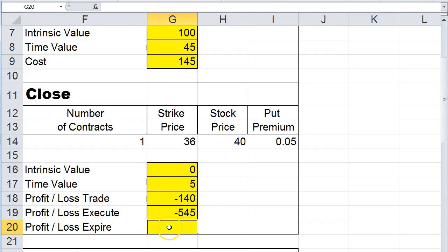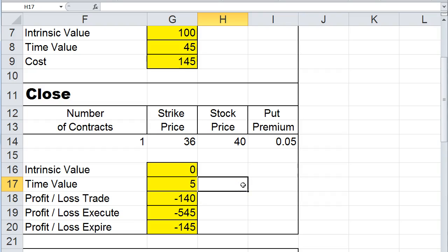Okay, now if I let the contract expire, again, when you let the contract expire, you're losing the cost of that contract. So I'm just going to take the cost times -1, so it's a negative. So of these three situations, which is the best? Probably trading it, because you lose the least. You're going to lose 140 versus 145.